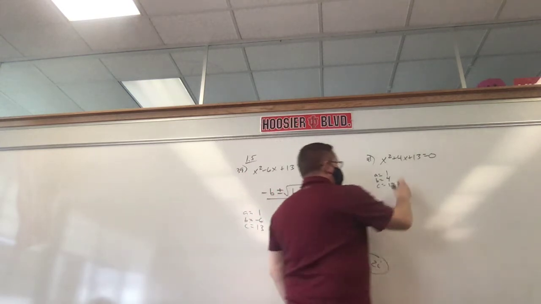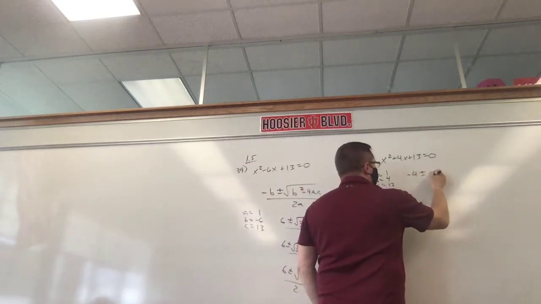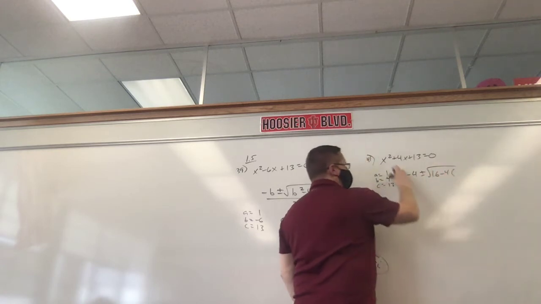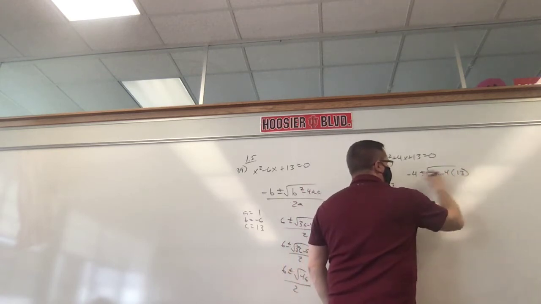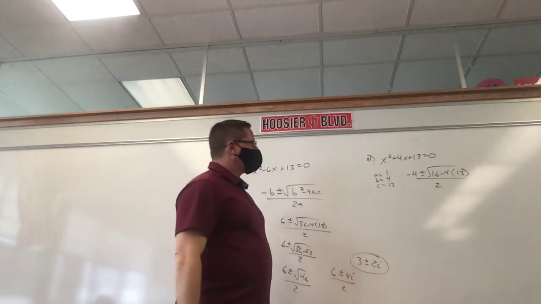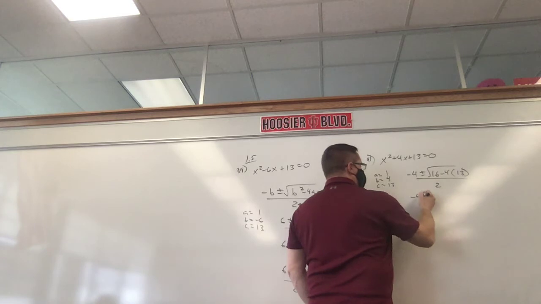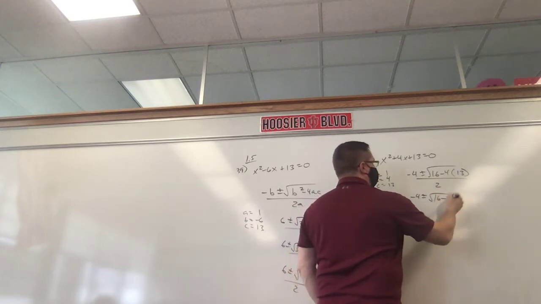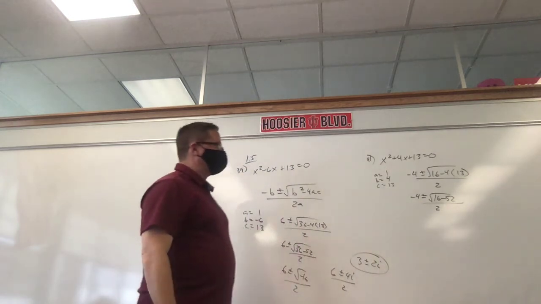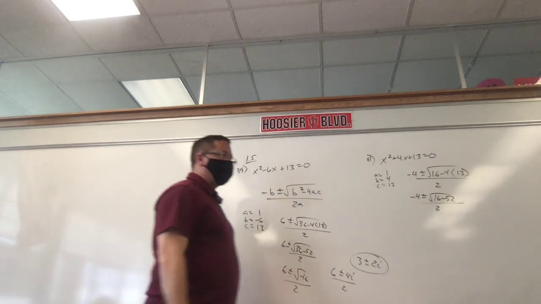Okay, so negative b is -4, plus or minus the square root of b squared, which is 16, minus 4 times 1 times 13, over 2a, over 2. So -4 plus or minus the square root of 16 minus 4 times 13, which is 52. 16 take away 52 is -36.